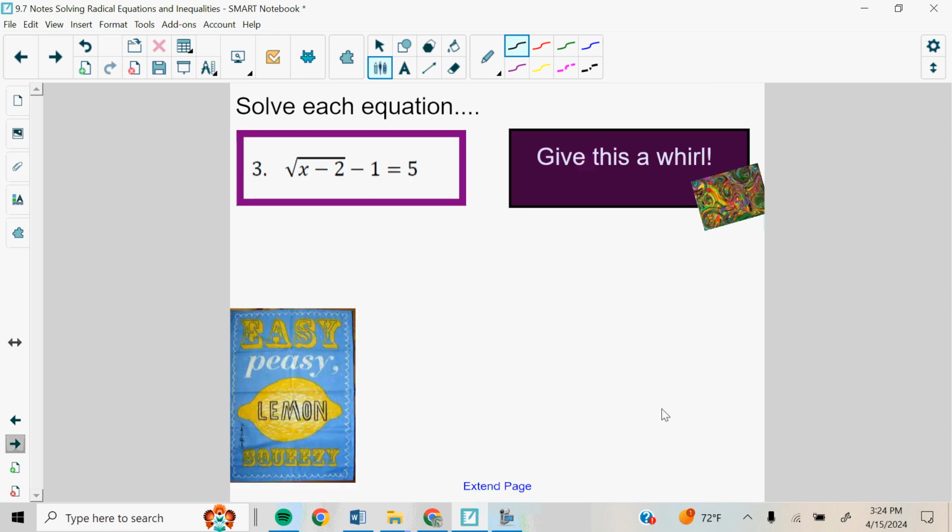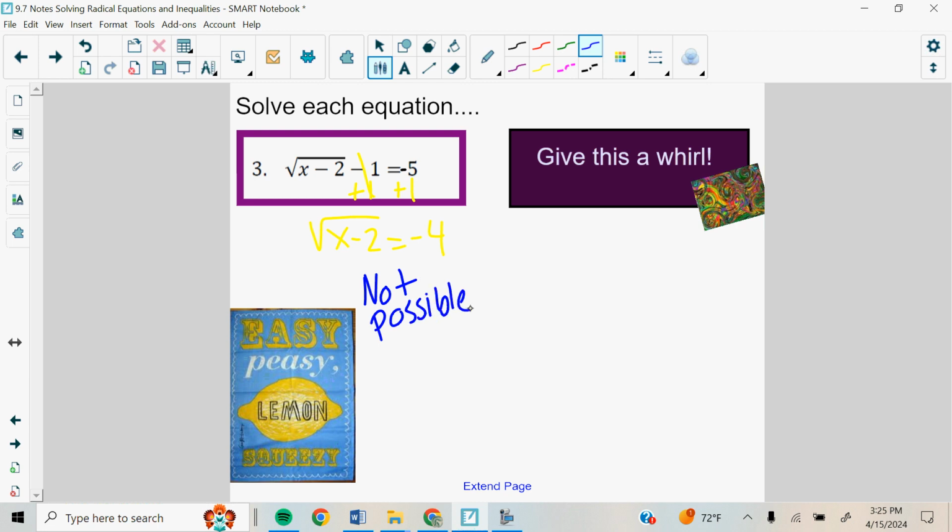I want you to go ahead and do our first couple of steps for problem 3. Oh, you know what? My Smartboard lesson is missing something. It should have a negative there. There we go. The big thing with that is if I add 1 to both sides, I get the square root of x minus 2 equals negative 4. That is one of those where we can't go any further. You cannot take the square root of something and get negative 4. So we're going to say not possible.